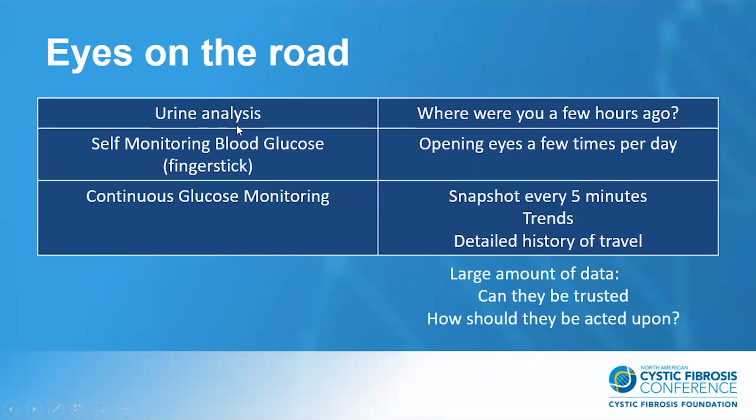Urinalysis is analogous to driving along blindfolded and being told where you were a few hours ago. Finger stick testing is being allowed to open your eyes a few times a day, and continuous glucose monitoring in this analogy is being able to see where you are every 5 minutes or so, and also whether you're veering to hyper or hypoglycemia, and also where you've been, say perhaps for instance overnight. And it generates an enormous amount of data, but can they be trusted, and how should they be acted upon?